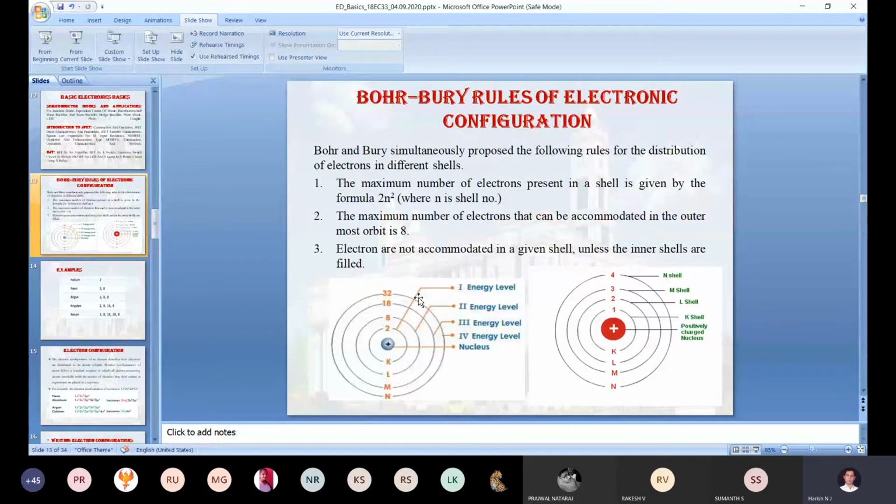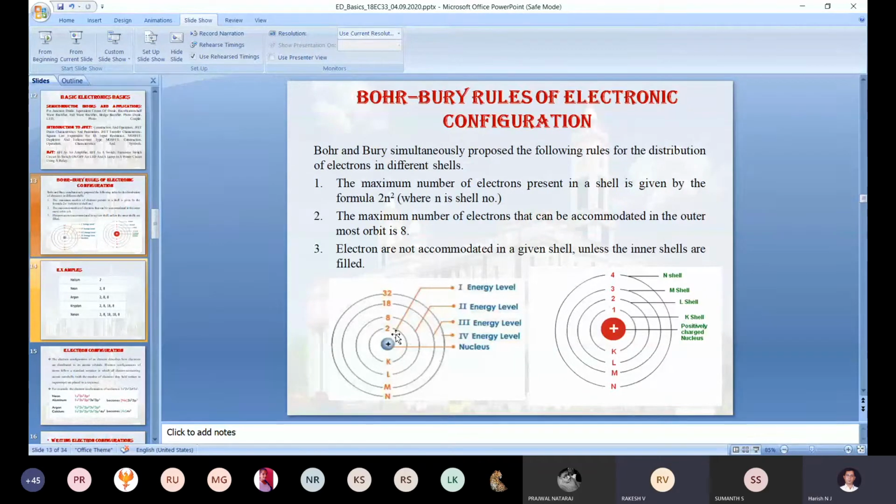That 32 electrons will be arranged in this fashion. The first subshell consists of 2, the second subshell consists of 6, the third subshell consists of 10, the fourth subshell consists of 14. It is clear in such a way that your electrons will be distributed in the orbits. Okay, any doubt here?